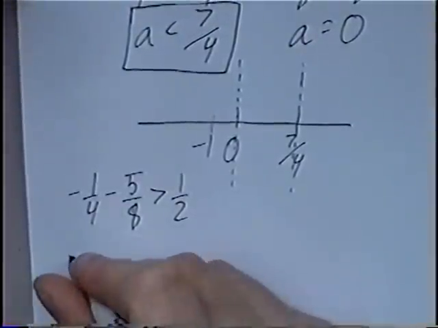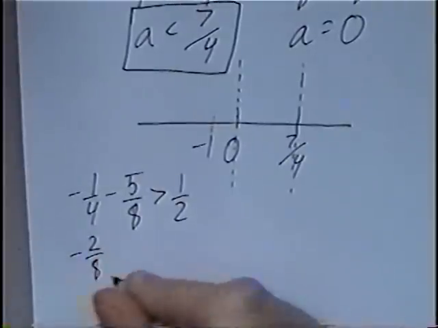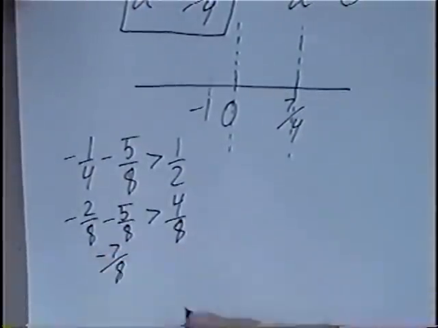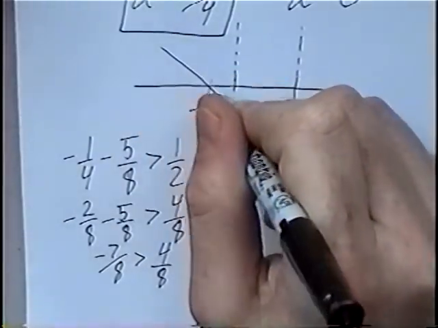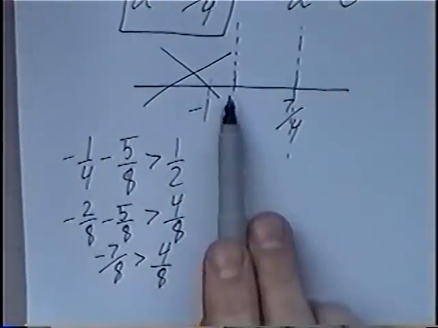Simplifying this, or getting common denominators, we can change the first fraction into -2/8 minus 5/8 is greater than 1/2, which is the same as 4/8. -2 minus 5 would be -7/8 is greater than 4/8. This inequality is false since a negative number, -7/8, is not greater than 4/8. So looking back at our number line, the left hand side we can cross off, which means none of the numbers less than 0 will work for this solution.